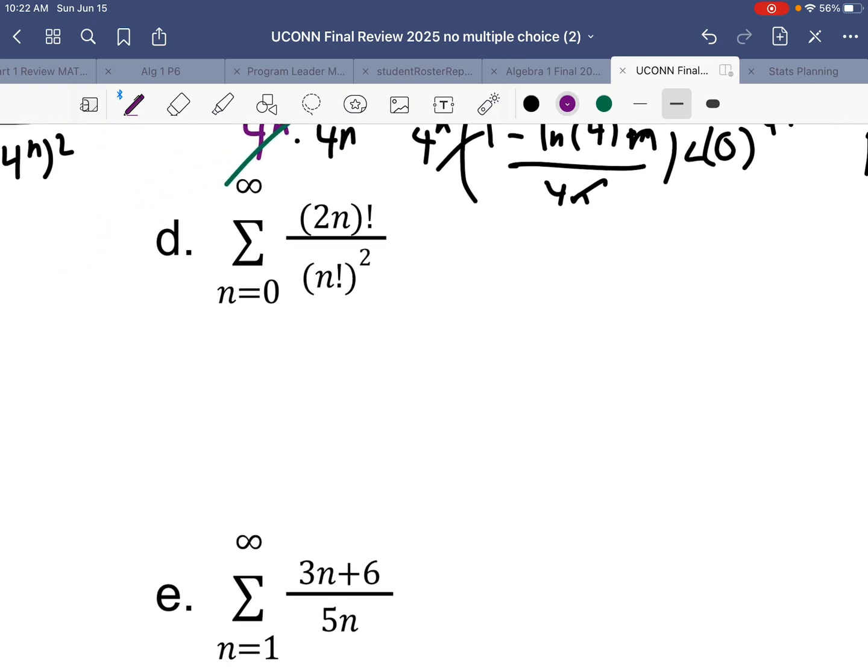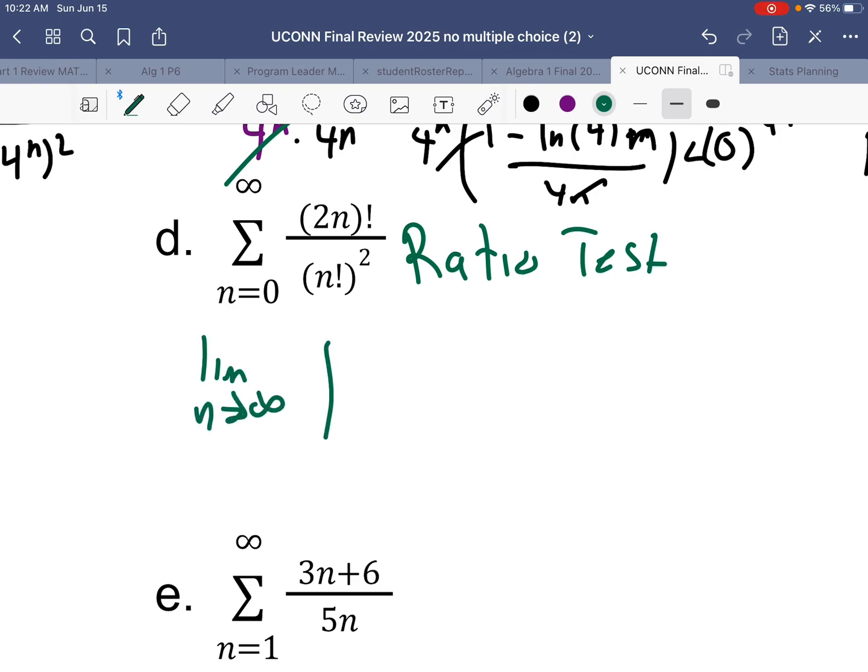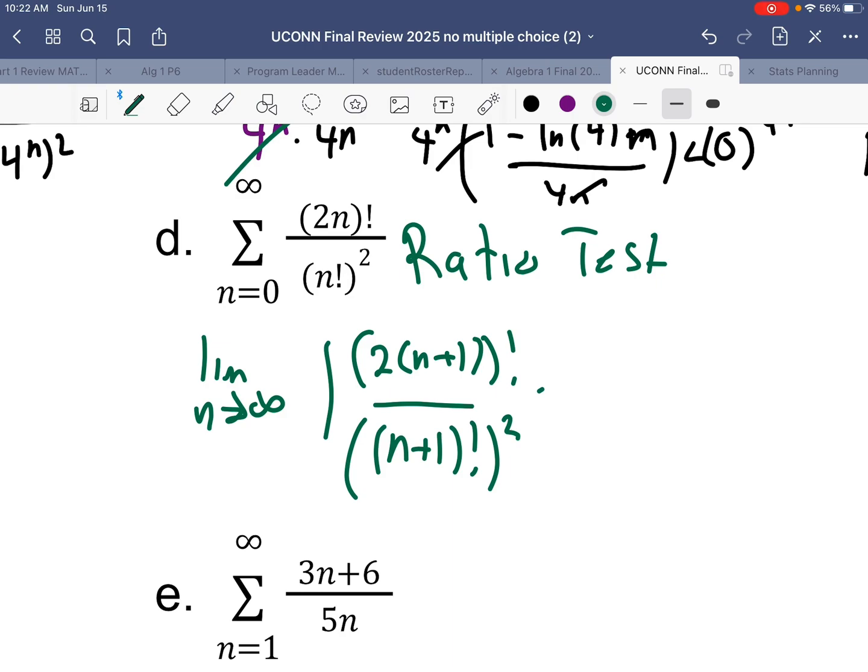For d, this is 2n factorial divided by n factorial squared. Anytime you see factorials, please think ratio test. So the limit as n approaches infinity of the absolute value of, I'm going to write this out longer, 2 times n plus 1 factorial over n plus 1 factorial squared times n factorial squared over 2n factorial.